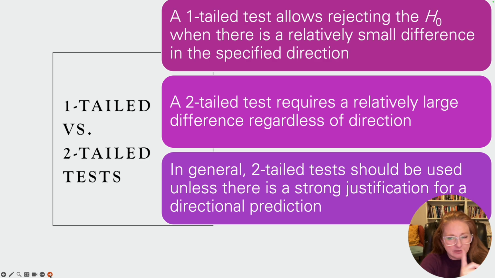Okay. A one-tailed test allows rejecting the null hypothesis when there's a relatively small difference in the specified direction. A two-tailed test requires a relatively large difference regardless of the direction. In general, a two-tailed test should be used unless there's a strong justification for the directional prediction. And like I said, it's 5% or lower that you'll see a one-tailed test. Usually, you're going to see a two-tailed test.